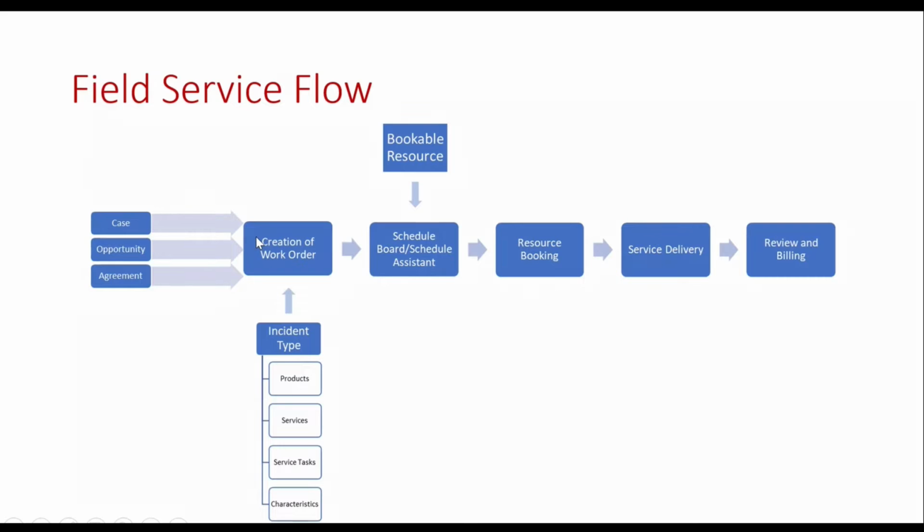And then once our work order is created, we need to have something called incident type. This incident type is like a framework. This will contain the details of the products, services, service tasks, and characteristics that are required to complete this particular work order. For example, to resolve an issue in washing machine, the service person needs to follow some certain steps. Similarly, if there is an issue in air conditioner, he needs to follow a different set of list, right? So those kind of template will be configured under this incident type.